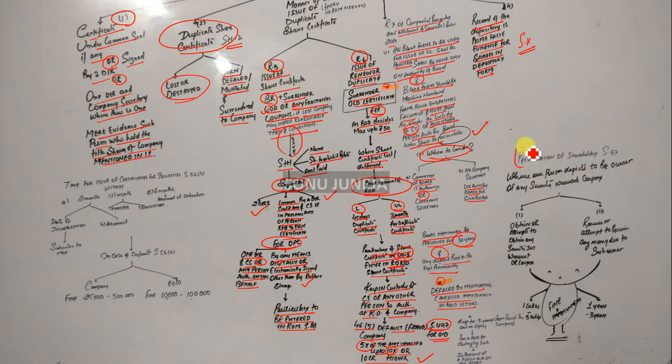This was it, and the next section is personation of a shareholder. That means you are not the shareholder but you pretend to become one for benefit, where the person depicts to be the owner of any security, warrant or coupon, obtains or attempts to obtain a security, interest, warrant or coupon, or receives or attempts to receive any money due to such owner. Fine is 1 lakh to 5 lakh and imprisonment minimum 1 year up to 3 years.